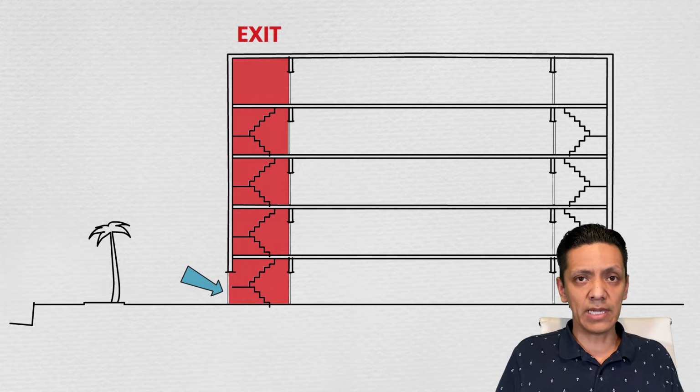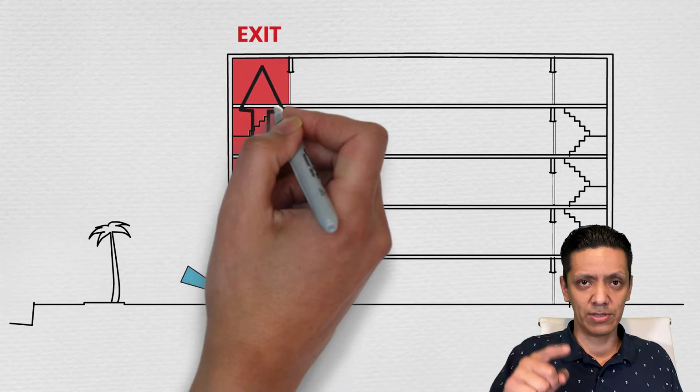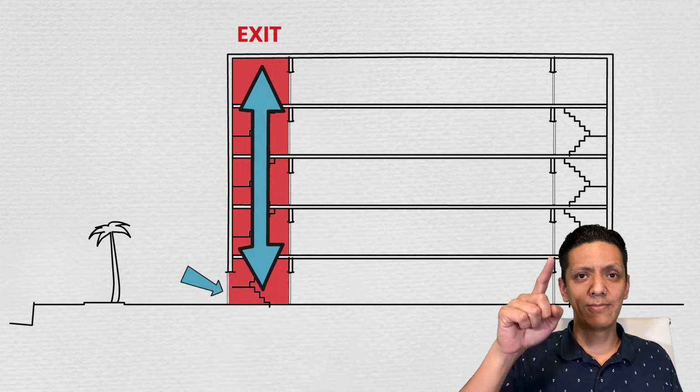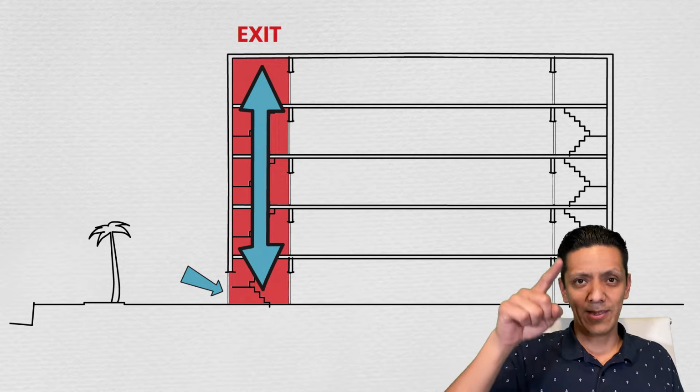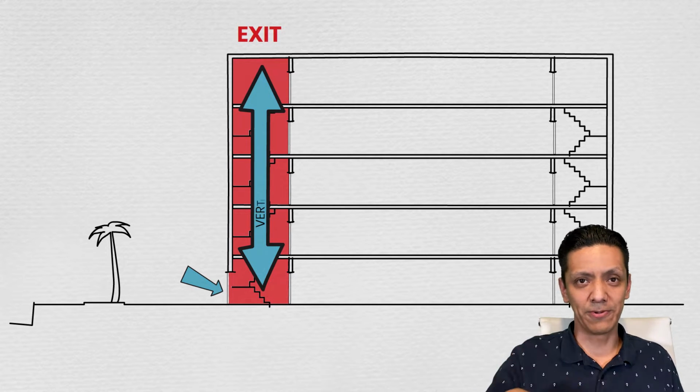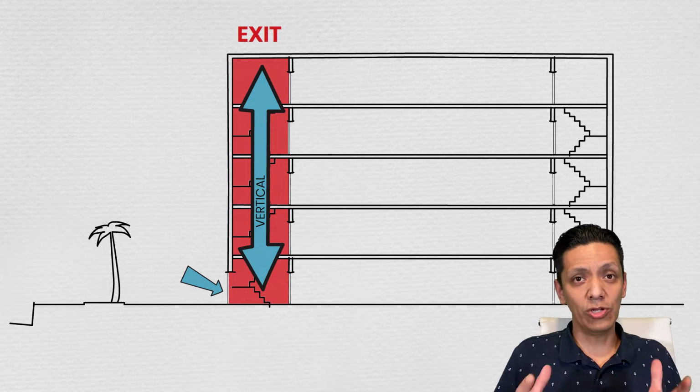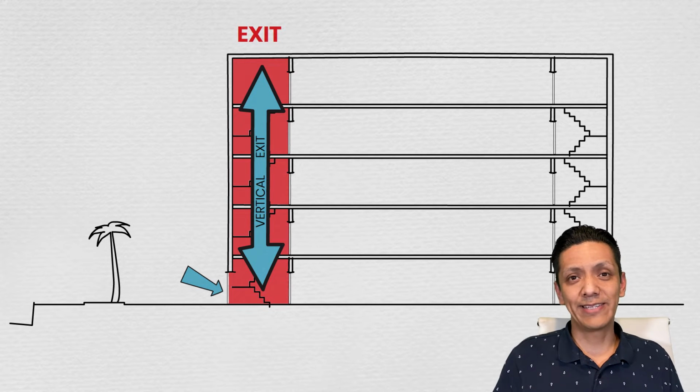If you look at this exit in a section view, just like we're showing in this example, you can see that it goes from the top to the bottom, up, down. What orientation is that? That's your vertical orientation, right? So if this entire area is your exit, then guess what? You could call this your vertical exit, right? Let's just call it that for now.